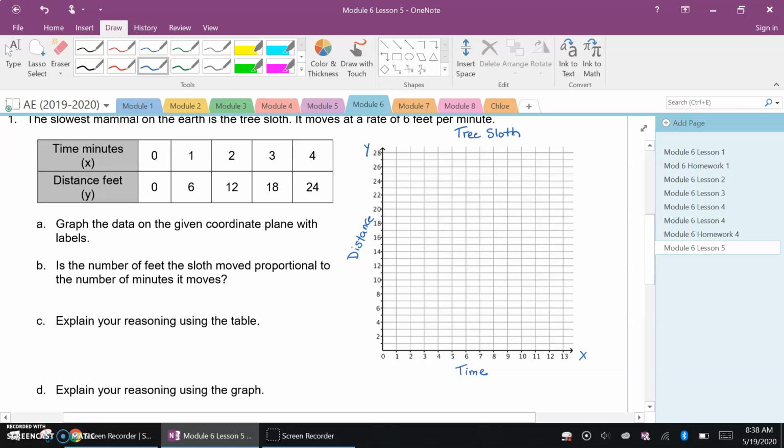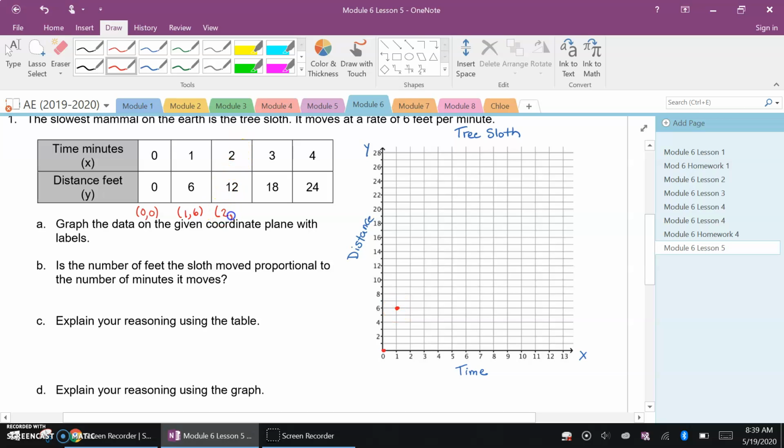So the first thing it says to do is to graph the data on the given coordinate plane with labels. So we've got 0, 0. And if you want to, you can write the coordinates underneath if that helps you. Then it says 1, 6. And we know it goes in that order because we have X, Y. So then we're going to go over 1 and up 6.